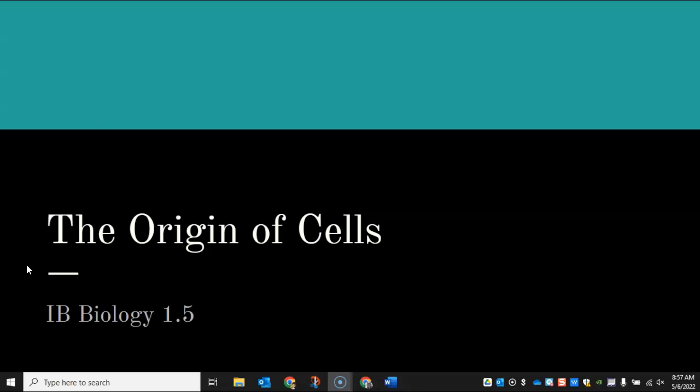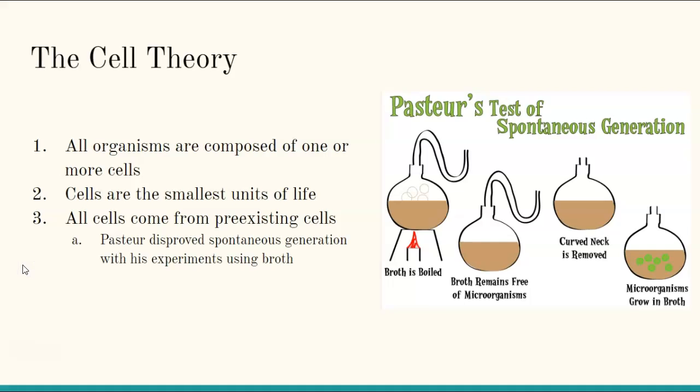So let's dive right in with a recap of the cell theory. Now we have talked about this before, but I'm just going to put it down again because this is the current understanding of how cells work, right? All organisms are composed of one or more cells. Cells are the smallest units of life, and all cells come from pre-existing cells.